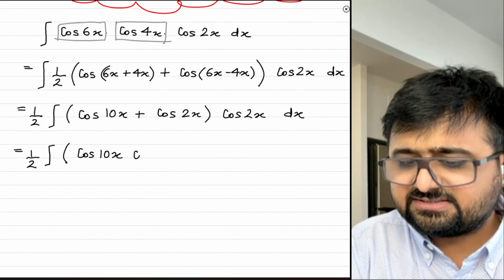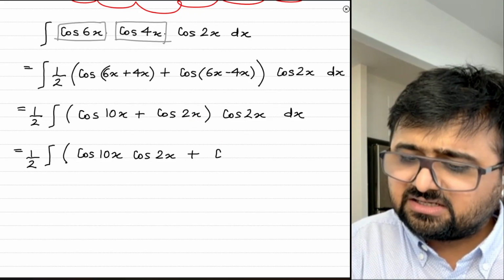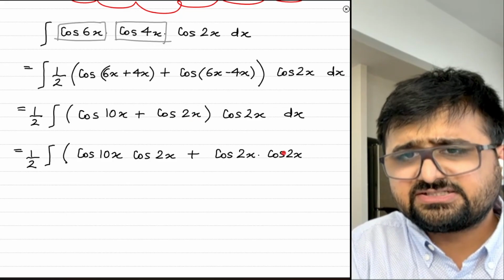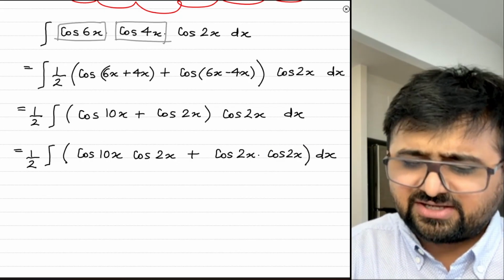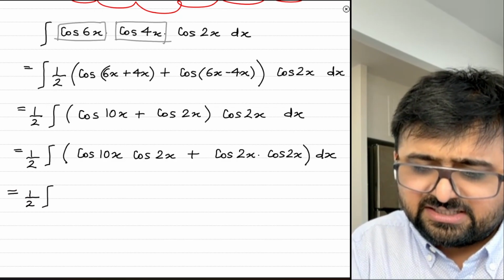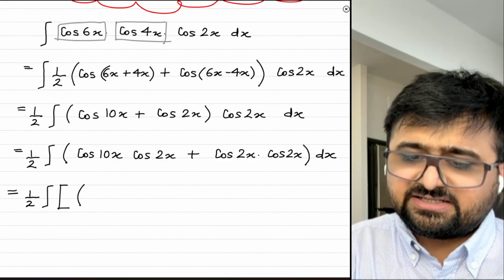times cos 2x plus cos 2x times cos 2x. You can also write it as cos square 2x, but I want to keep applying the defactorization formula, so I will not write it as cos square 2x. Okay, so I will have half integral of, let's put a box bracket. In the first term, let's apply the defactorization formula again.